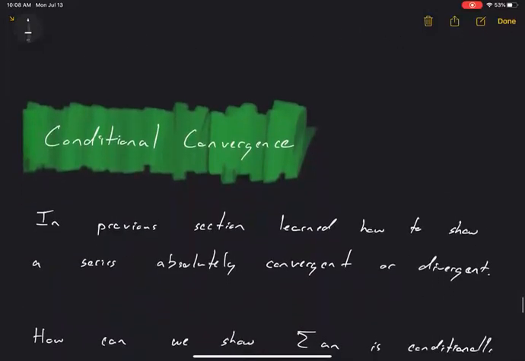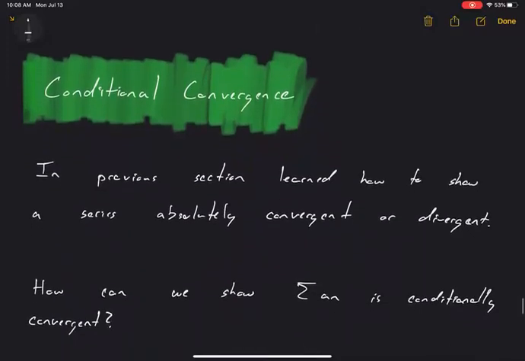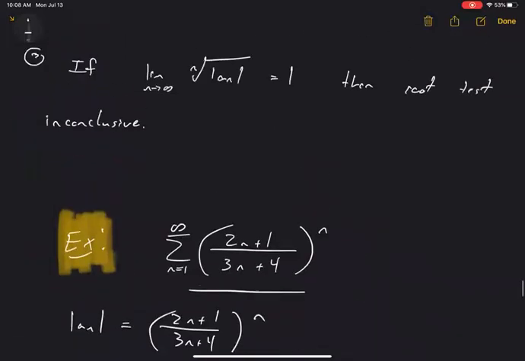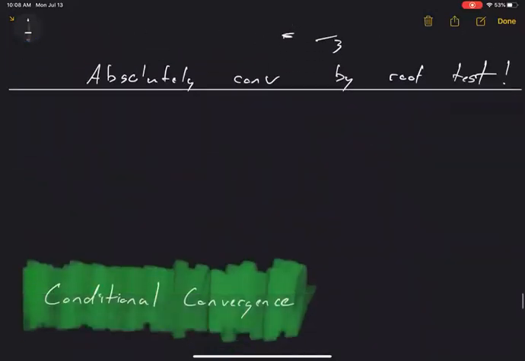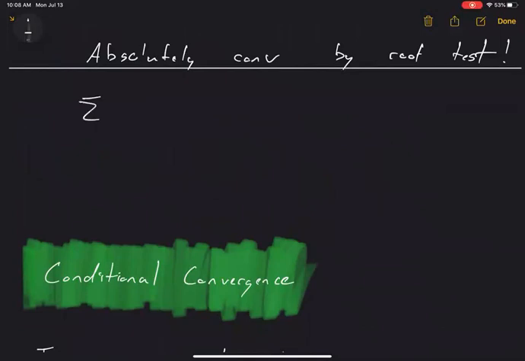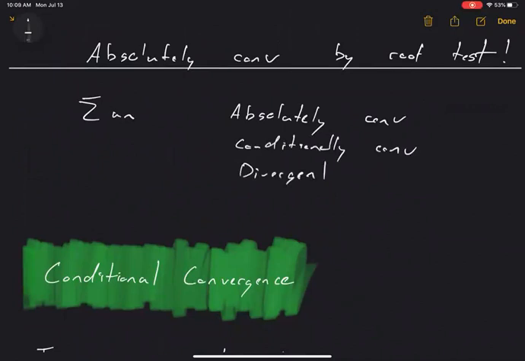And that kind of brings us to conditional convergence. So we've seen three methods to test for absolute convergence. And remember, when are we doing this? We're going to be given a series and we're going to be asked, is it absolutely convergent? Is it conditionally convergent? Or is it divergent? So far we've seen how to show it's absolutely convergent. We do it by definition, or we do the ratio test, or the root test.